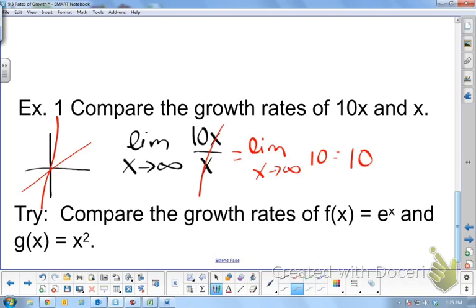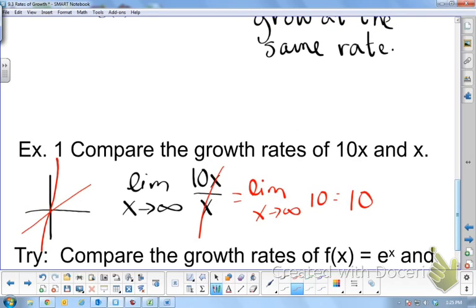So let's look at the 10x, the x, and e to the x. Again, let's plug in some numbers. So let's start with 10, something small. If I plug in 10 for x, what do we get? 10. If I plug in 10 into 10x, 100. And e to the 10th we said was 22,000-ish. Okay. So we have 10, 100, 22,000-ish. We don't even care what it is. So what are we noticing about those three numbers?